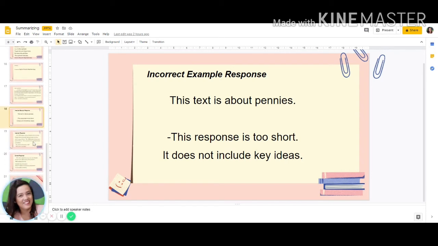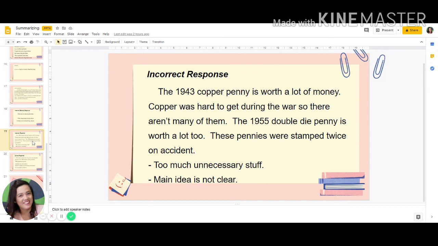How about the next answer? The 1943 copper penny is worth a lot of money. Copper was hard to get during the war, so there aren't many of them. The 1955 double-die penny is worth a lot too. These pennies were stamped twice on accident. So, this is incorrect. Why is it incorrect? Because there's too much unnecessary stuff and main idea is not clear.